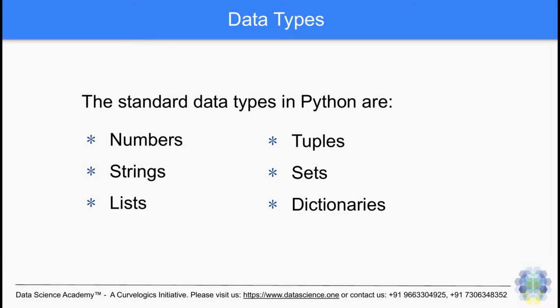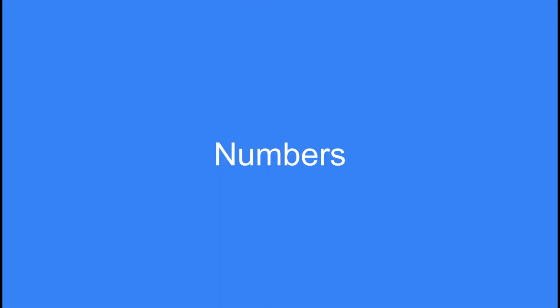Data is stored and interpreted in Python in a number of ways. The standard data types are as follows: numbers, strings, lists, tuples, sets, and dictionaries. We will have a detailed look at each one of them in the subsequent videos. First, we will start with numbers.